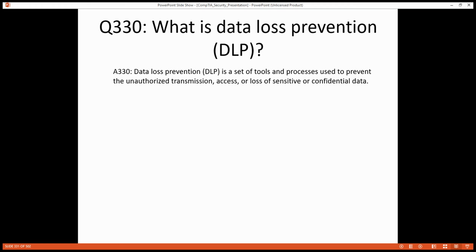Q330. What is data loss prevention, DLP? A330. Data loss prevention, DLP, is a set of tools and processes used to prevent the unauthorized transmission, access, or loss of sensitive or confidential data.